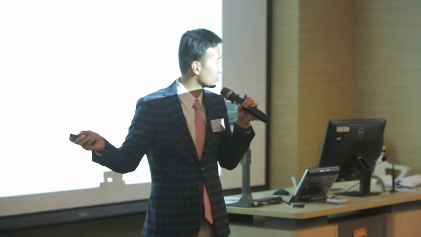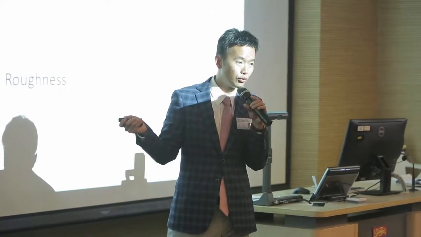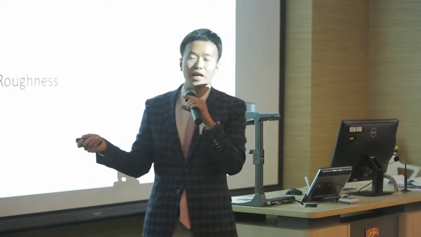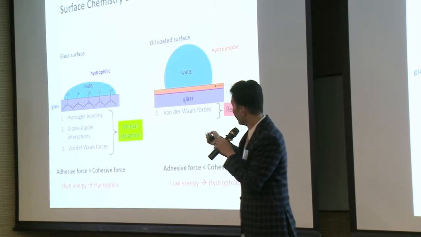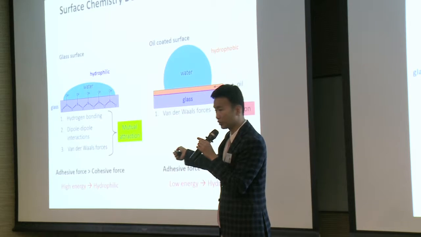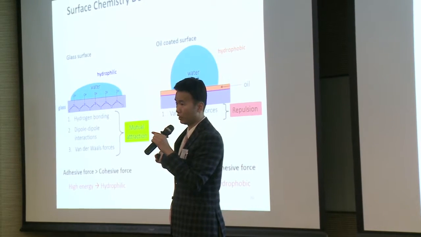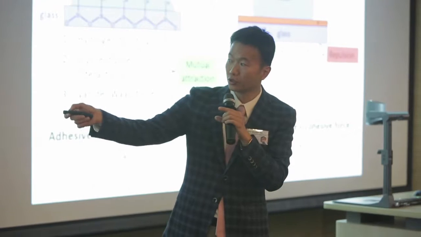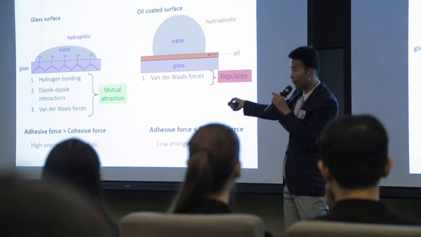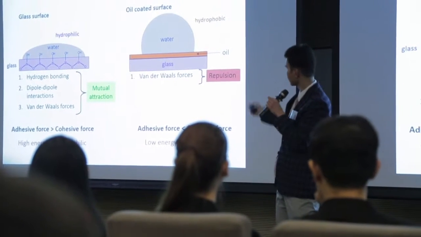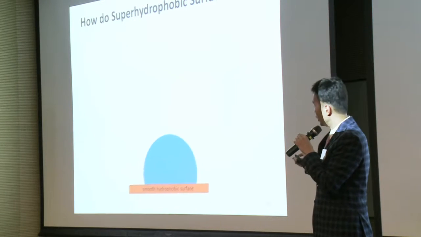Can we modify the surface to attract and repel water? Yes, we can actually do 2 things: surface chemistry and surface roughness. Those are the 2 things that we can do. I'm not going to go through the details about this bonding because Dr. Leung is going to talk more about it in his workshop. We can do some surface chemistry to change the surface to make it more hydrophilic and also hydrophobic.